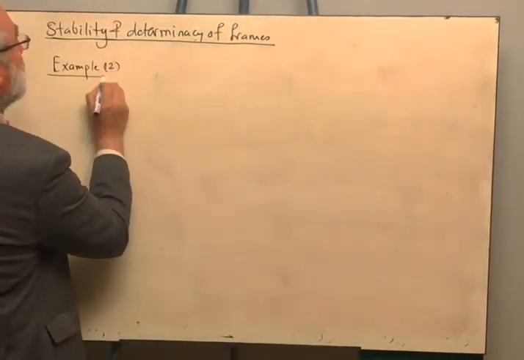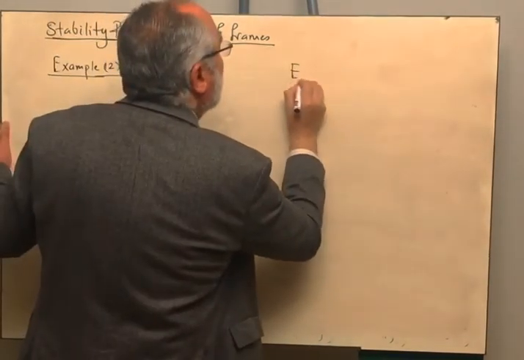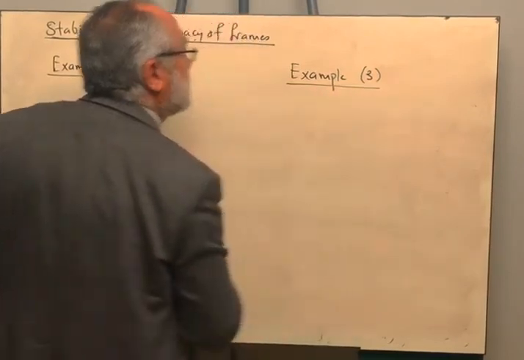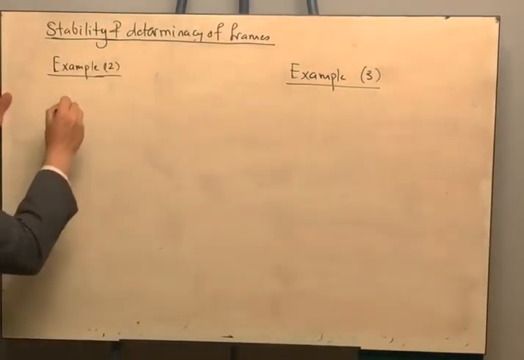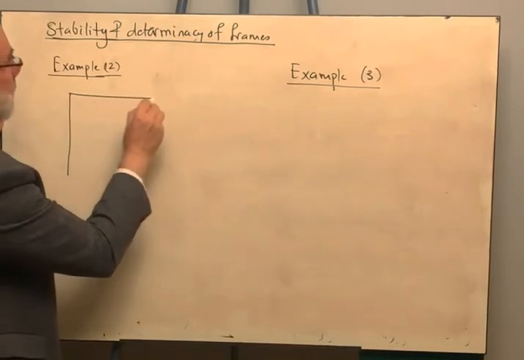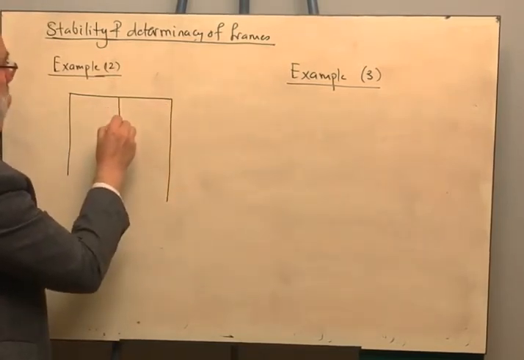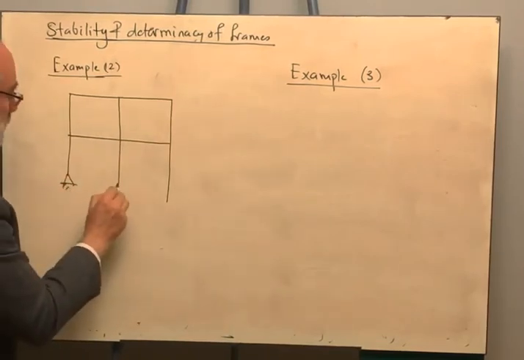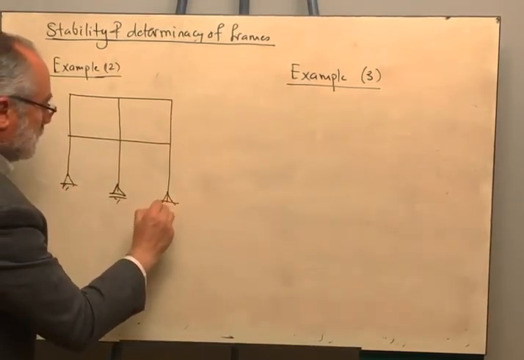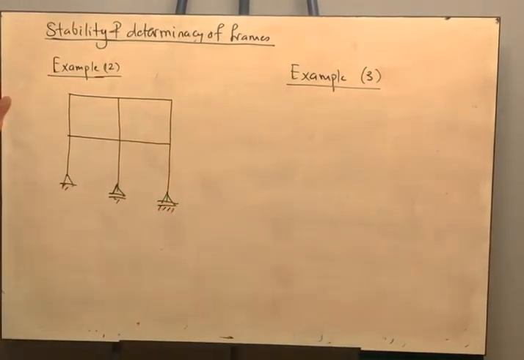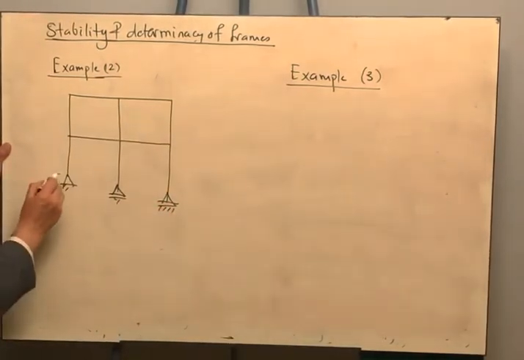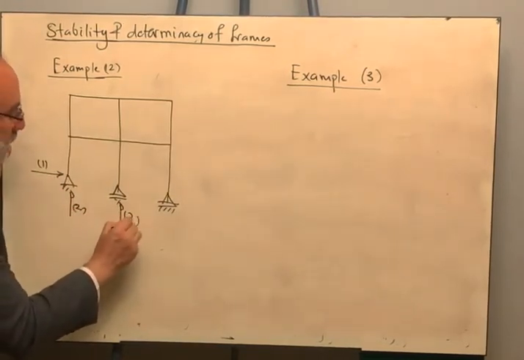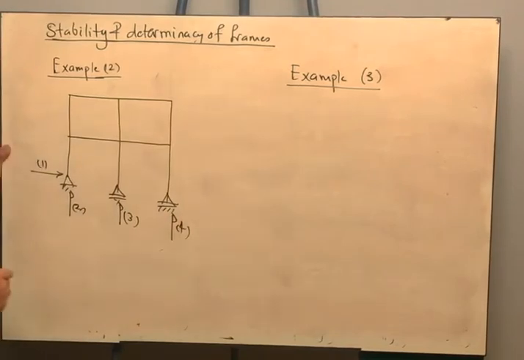Example 2 and example 3. Let us expedite our work a little bit. Now, if you have a frame like that, how many support reactions? We have 1, 2, 3, and 4.